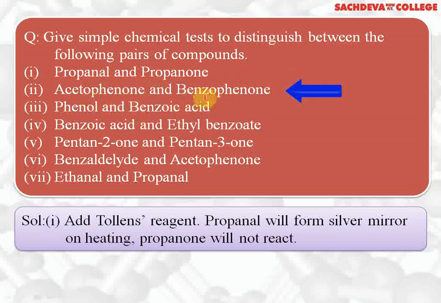Acetophenone and benzophenone can be tested by only iodoform test. Acetophenone will react with iodine and NaOH to form iodoform whereas benzophenone will not react. Phenol and benzoic acid: phenol can give neutral ferric chloride test, violet coloration, benzoic acid will not react. Another we can give sodium bicarbonate test. Benzoic acid will give brisk effervescence due to CO2.